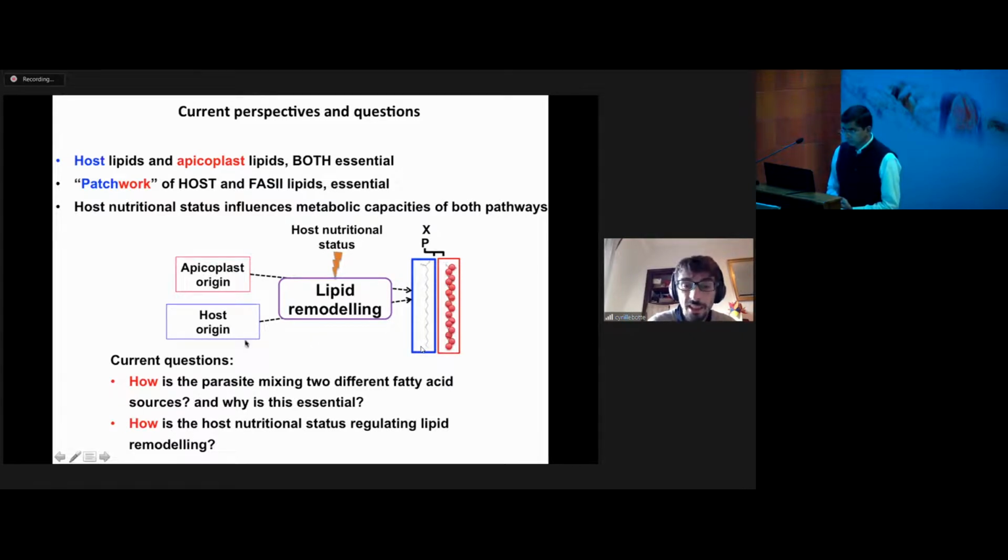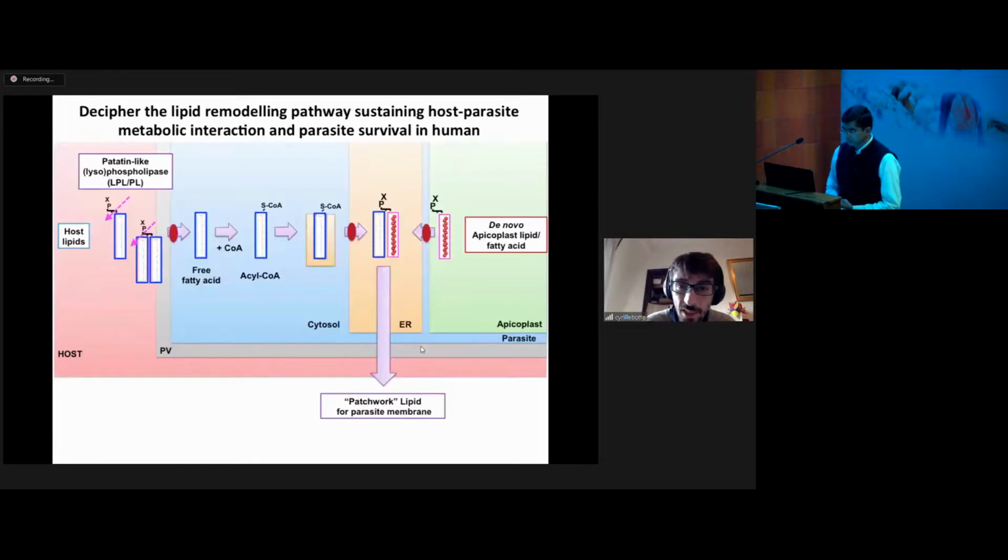And how does the parasite sense the host to change its metabolic program and use the proper pathway when necessary? So these are the things that we are currently working on, and there are several enzymes that could be involved in there. One such type is lysophospholipase, and I'll have a word about it.